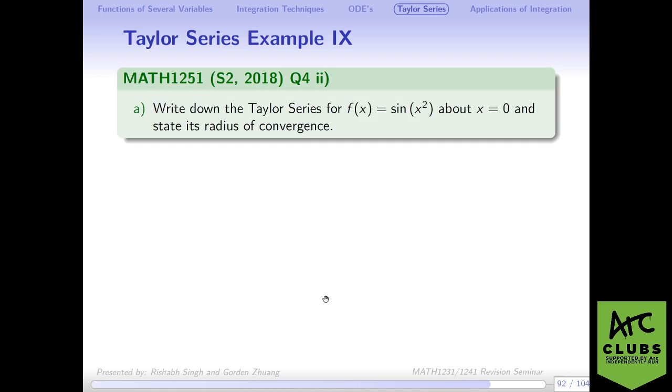So here I have a question. Write down the Taylor series for sine x squared about x equals 0. Going over time a bit, apologize for that.